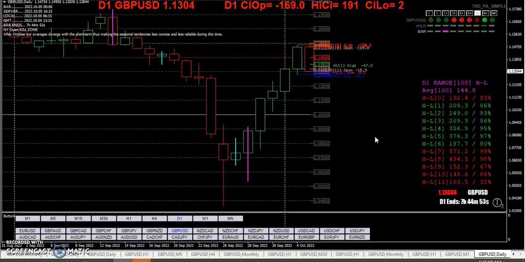Yeah, it looks like on the daily, you probably would need something like a 200 pip stop loss. Exactly. I'm looking at the daily range here. You have some huge ranges.